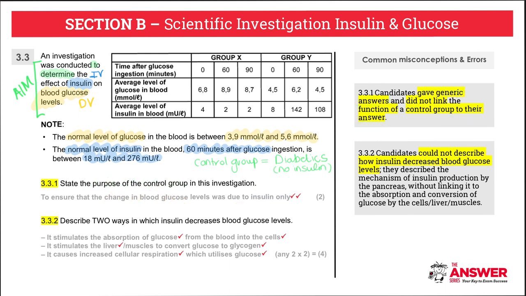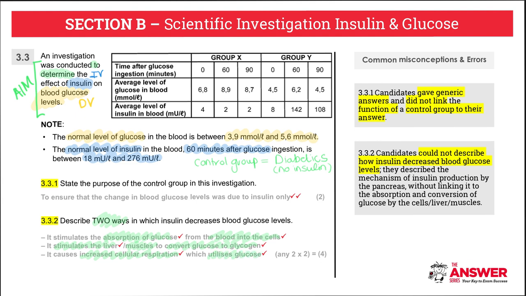Question 3.3.2 says describe 2 ways in which insulin decreases blood glucose levels. So you have to think of the insulin pathway. Insulin can decrease blood glucose levels by just increasing the absorption of it into the cells, and the body cells then use that to produce energy. It can also stimulate the liver to start converting glucose in the blood into stored glycogen. This can also happen in muscle cells, specifically your skeletal muscle cells, and it can increase the general cellular respiration rate in your whole body so that the glucose in the blood can be used up.